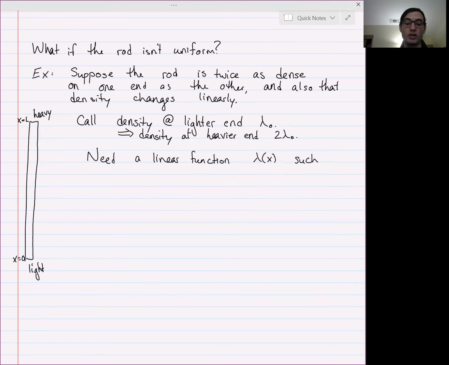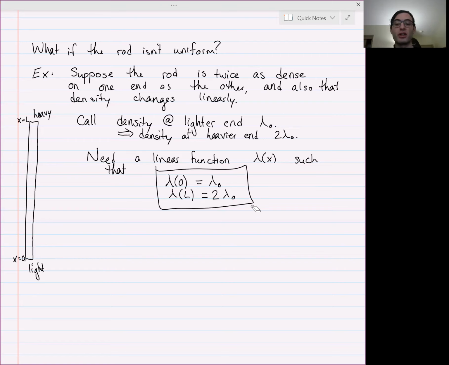We need a linear function that tells us the linear mass density, lambda, at different positions along x. And we need that function to satisfy the following equations. We need lambda of 0, because that's the light end, to be equal to lambda naught. And lambda of L, that's the heavy end, should be equal to 2 lambda naught. Now, fortunately, any linear function is precisely determined by 2 points, and we have 2 points here, so we can figure out what that linear function is.